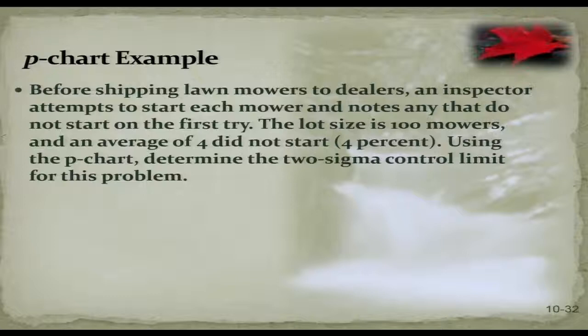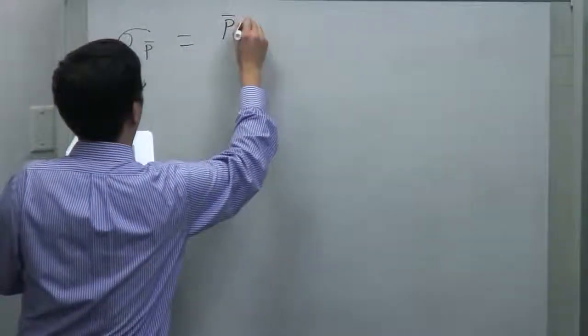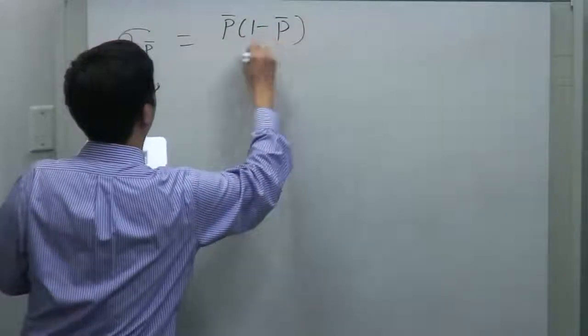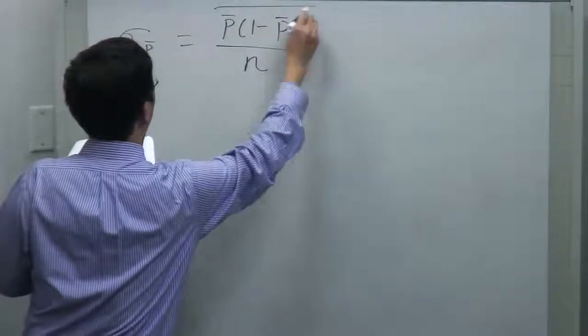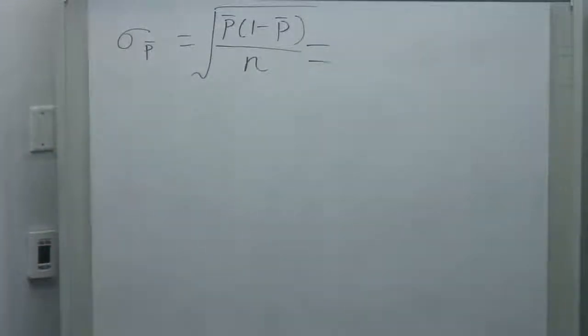All right. I see many students have already finished these questions, so let's do this together. First we have to calculate the sigma, the standard deviation of the percentage, which is equal to the square root of p bar times 1 minus p bar divided by n. So first question, what is the value of p bar here?